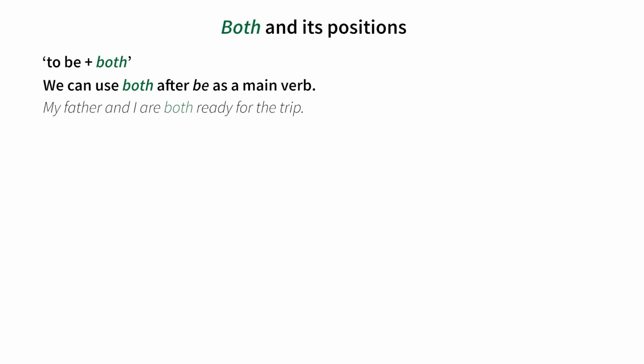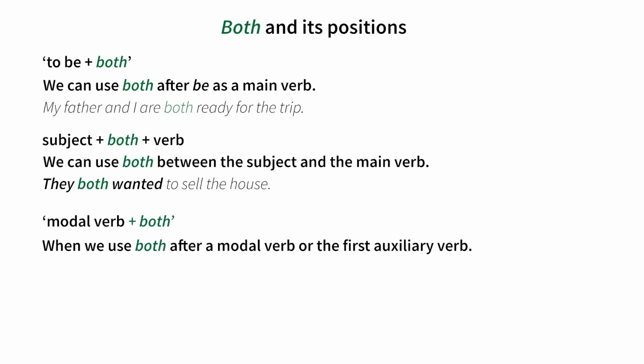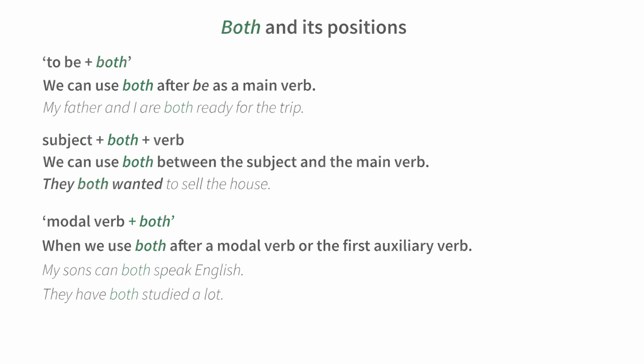Both with positions. To be plus both. We can use both after be as a main verb. My father and I are both ready for the trip. Subject plus both plus verb. We can use both between the subject and the main verb. They both wanted to sell the house. Modal verb plus both. When we use both after a modal verb or the first auxiliary verb. My sons can both speak English. They have both studied a lot.